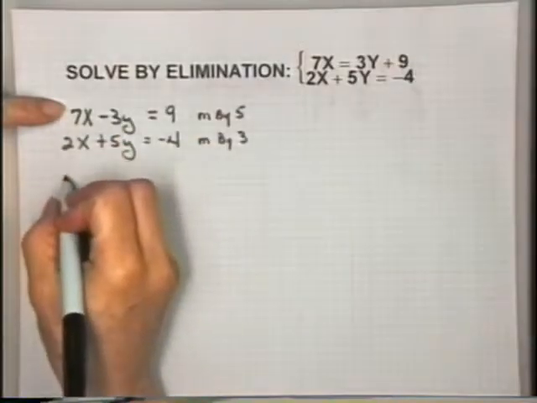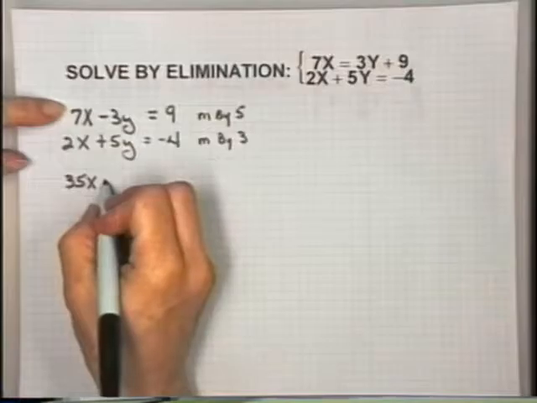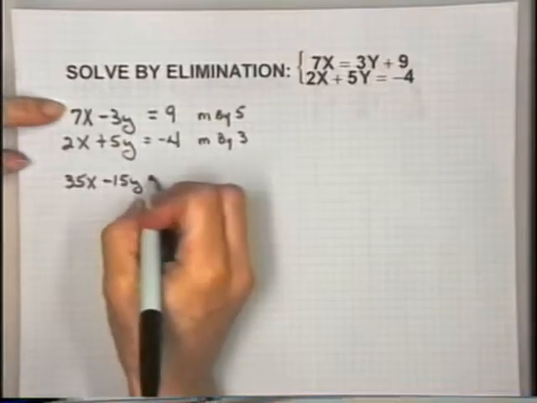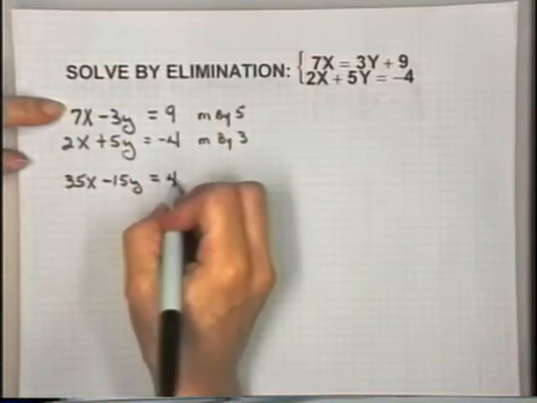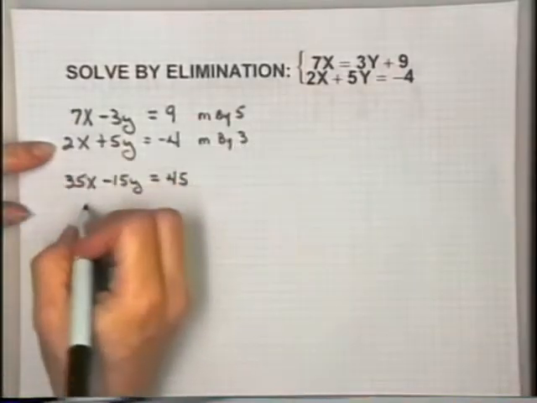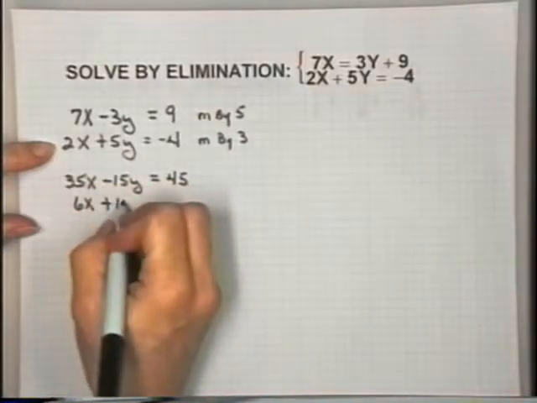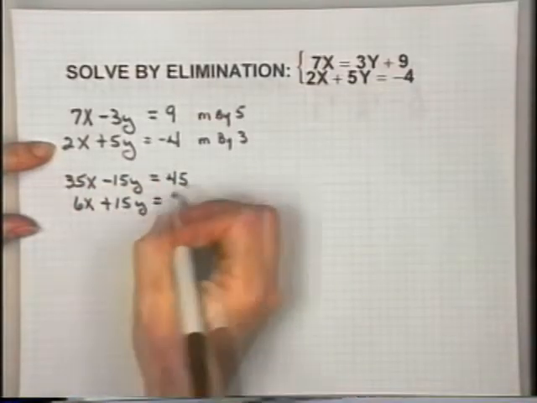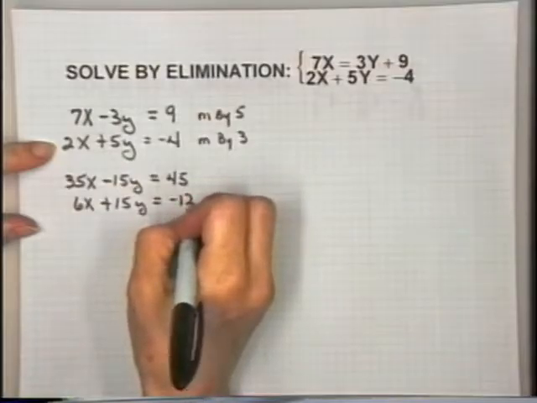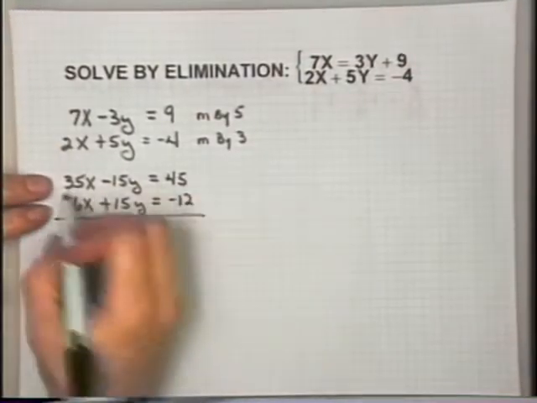5 times 7x is 35x. 5 times a negative 3y is a negative 15y. And 5 times 9 is 45. In this, we will multiply by 3. 3 times 2x is 6x. 3 times 5y is a plus 15y. And 3 times negative 4 is negative 12. Now we're going to add these two equations.